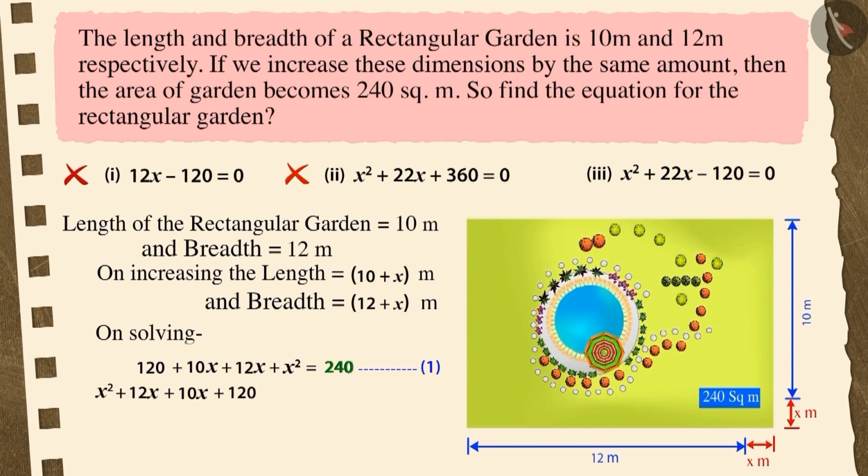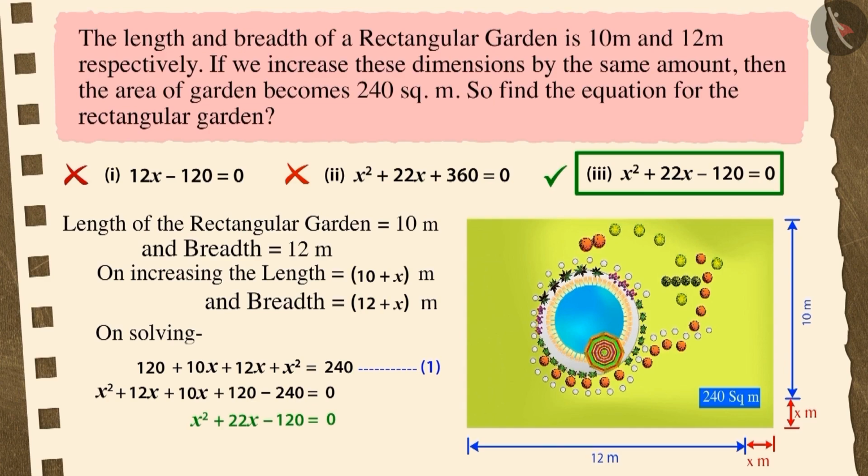Transpose 240 in the RHS of the equation to the LHS and change its sign to solve it further. We get x to the power of 2 plus 22x minus 120 equals 0. This is the equation of the rectangular garden. Hence, option 3 is correct.